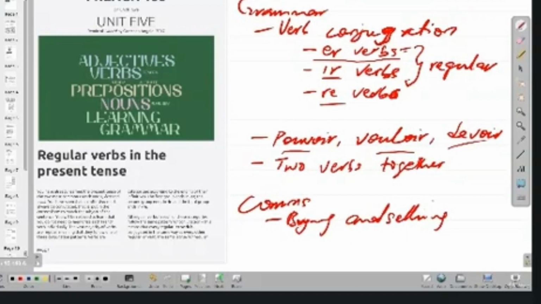So those are the key things that we'll be focusing on in this unit. Now, I'm looking forward to really getting into it, and I hope you are. Merci.